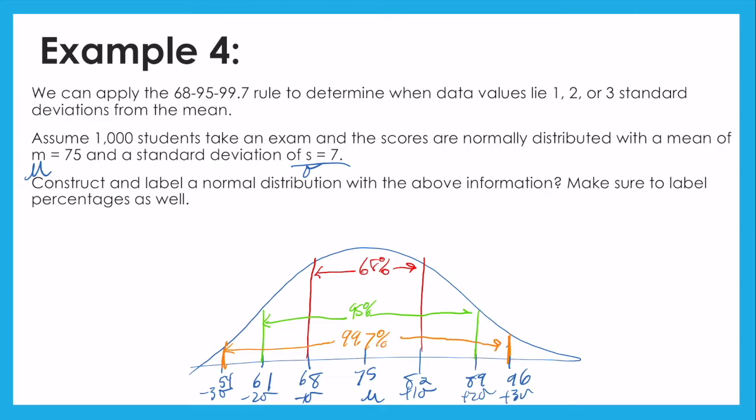Quick question, how much data is left in these little tails? Well, we could take 100 minus 99.7 and we get 0.3% of data. So that means in each tail, we'd have 0.3 divided by 2, which is 0.15. So we have 0.15% of data in each of these tails.